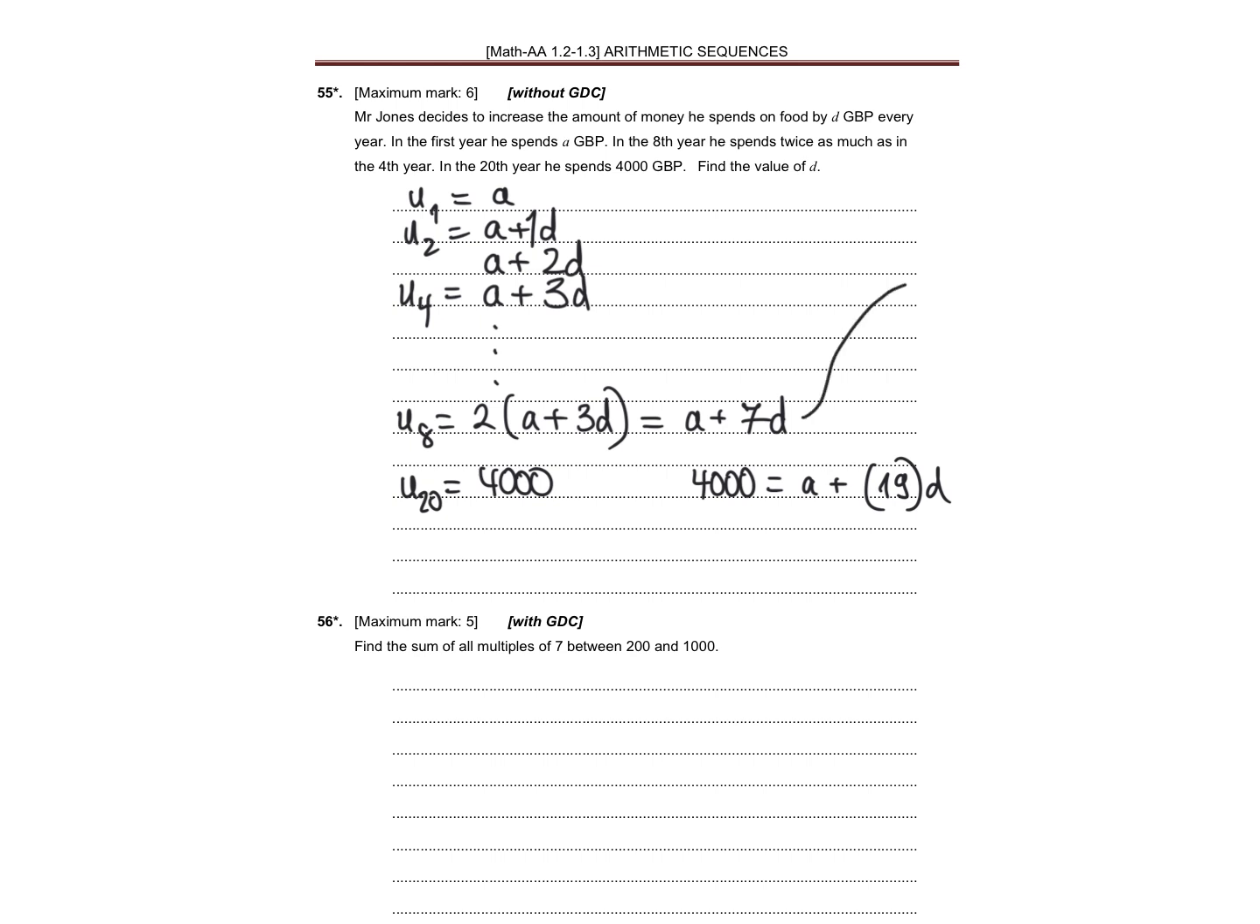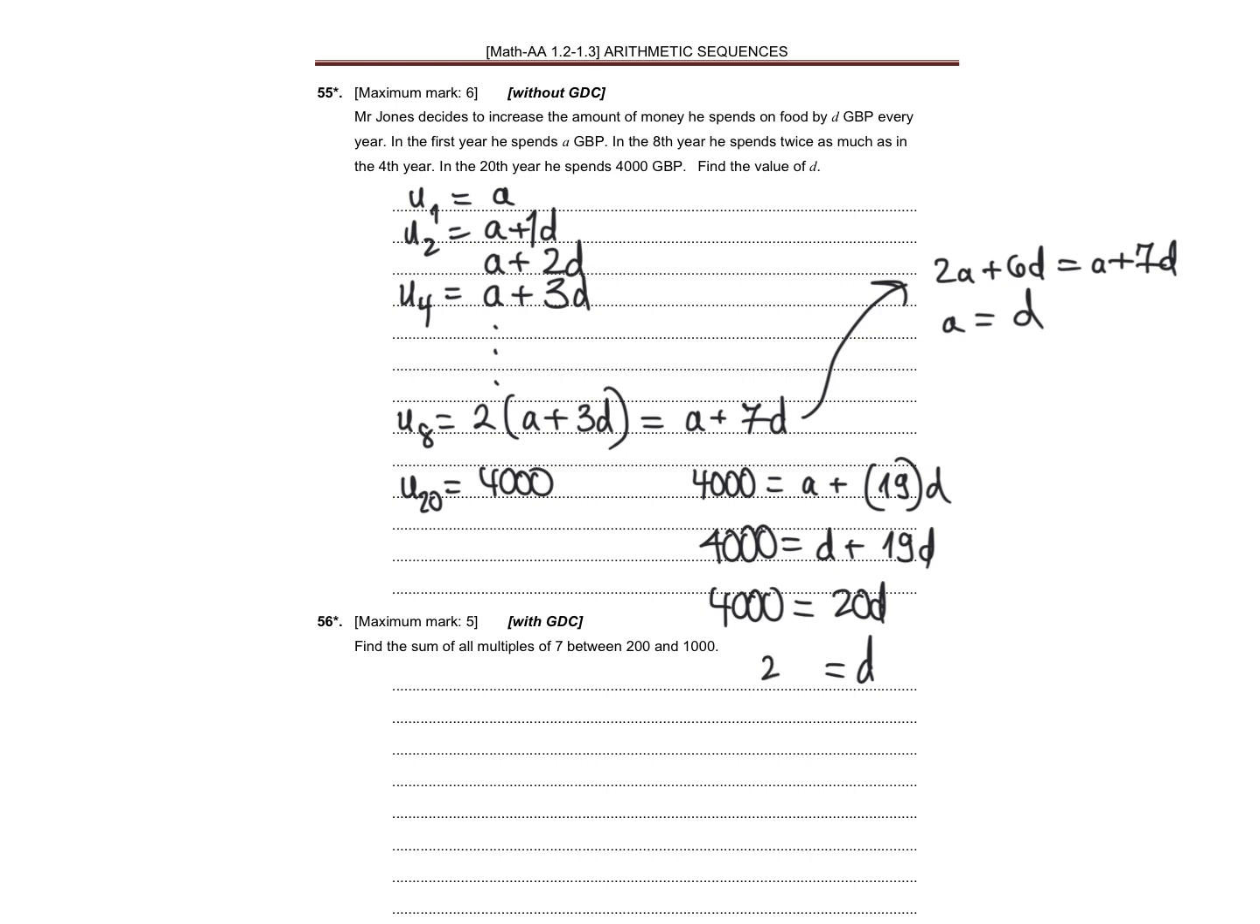So for this one, I will distribute the 2. a plus 6d equals a plus 7d. So when we subtract a, we get a on this side, and we'll subtract 6d. So a is equal to d, so that means we should be able to substitute d in here as a. So 19d, so 20d is 4,000. So when we divide by 20, you should get 200.